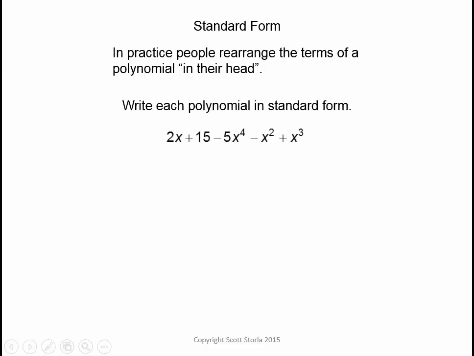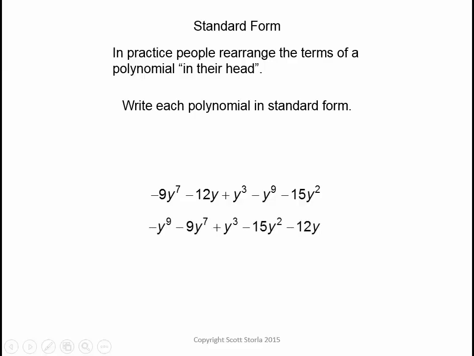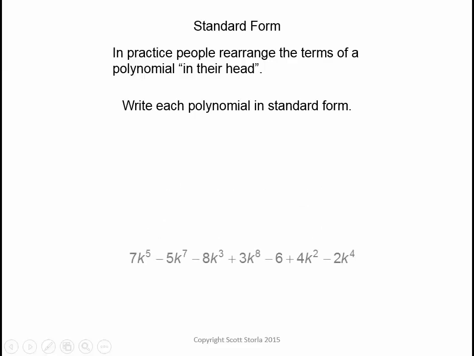Try to write this polynomial in standard form. The fourth degree term would be first, then the third degree term, the second degree term, and the first degree term, and then the constant. Here's another one. And here's the same polynomial written in standard form. And try this one. After rearranging all of the terms, here would be my polynomial.